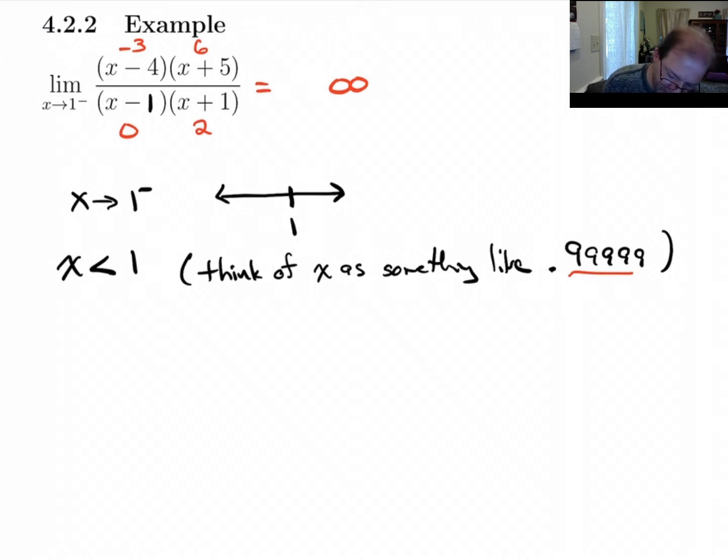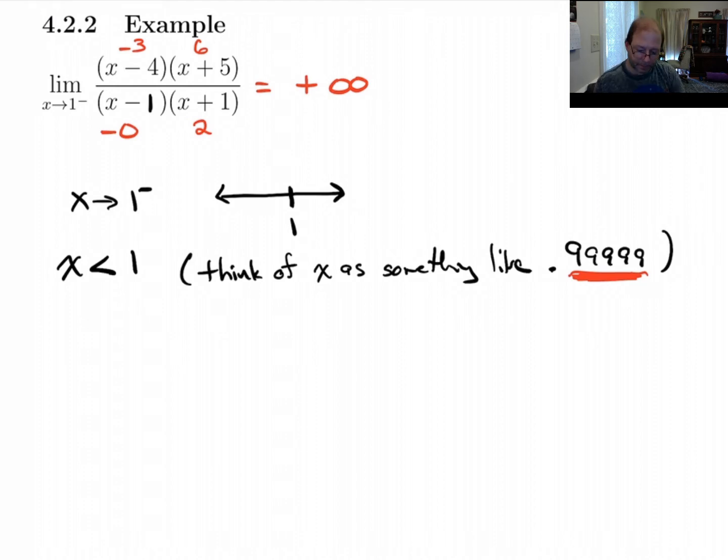But remember, x is not really 1. It's very slightly smaller than 1. So if you think about it, this x minus 1 is going to be negative. So if we look at the different terms here, we've got negative, positive, positive, negative. We've got an even number of negatives. That makes this overall positive infinity. And if I were to ask you to do a problem like this and show your work, this would be plenty of work to show.